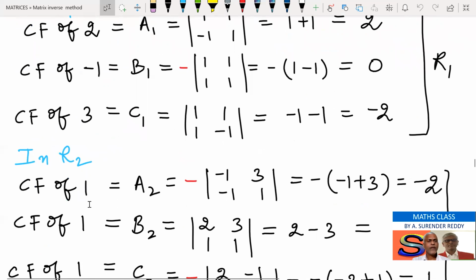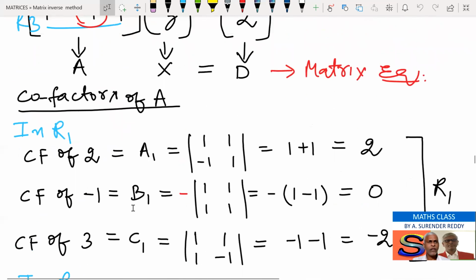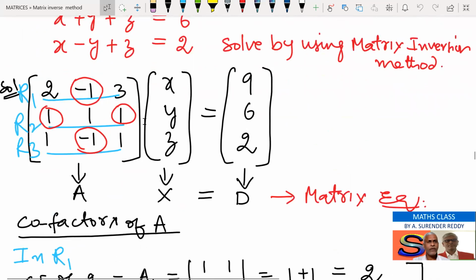Similarly, cofactors of second row elements. So second row elements 1, 1, 1. So the first element 1, you remove R2 and C1, you take the remaining 4 elements. For second element of R2, you remove R2 and C2.